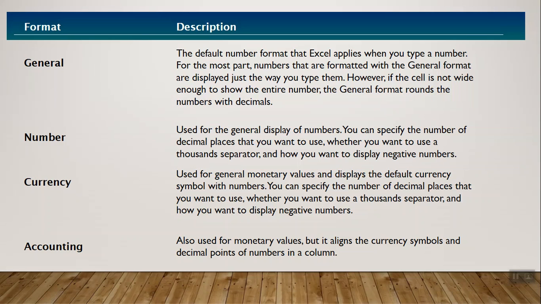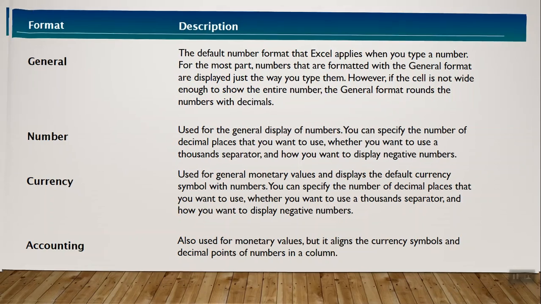General is the default number format that Excel applies when you type a number, and it is used for the general display of numbers. Currency is used for monetary values and displays the number with a currency symbol. Accounting is also used for monetary values, but it aligns the currency symbol and decimal point of numbers in a column.